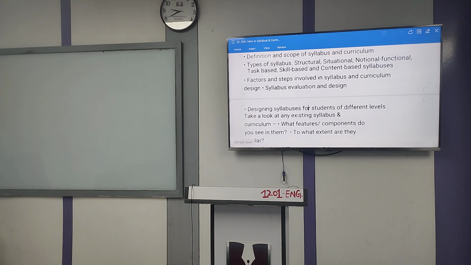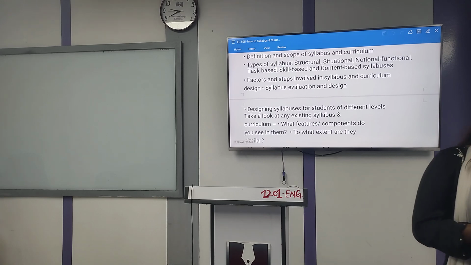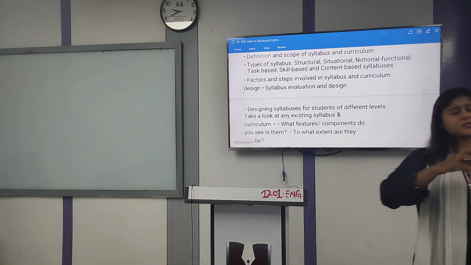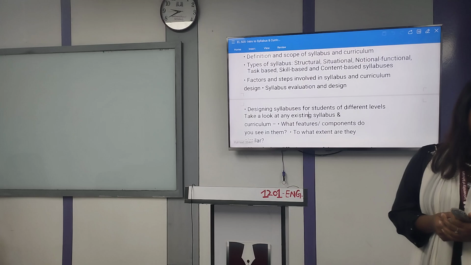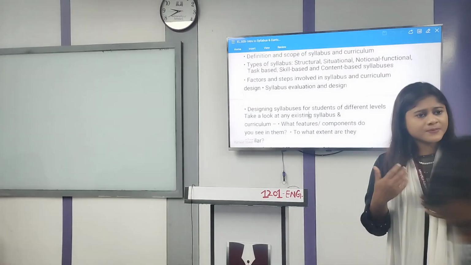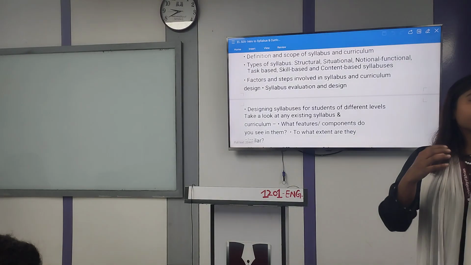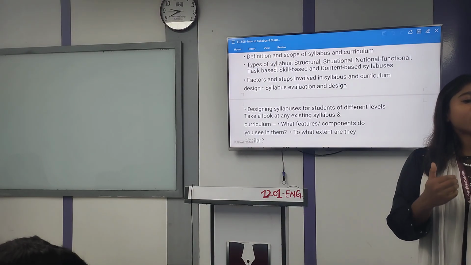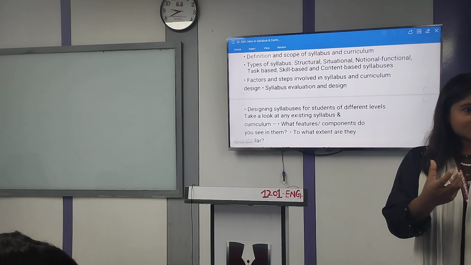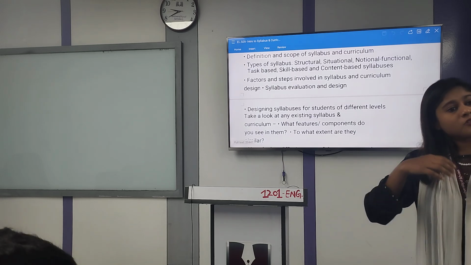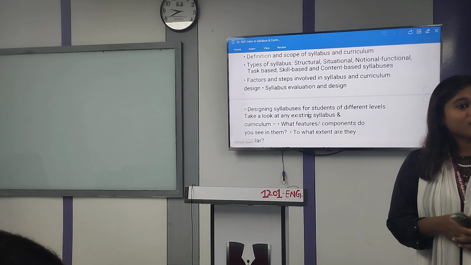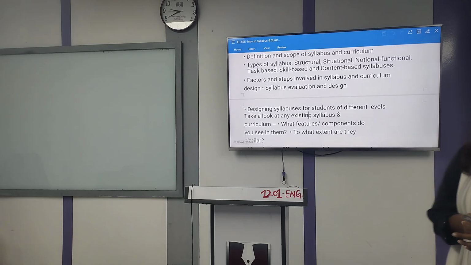So in this course, as well as learning about materials, we will be learning about different types of syllabus. What is a syllabus and what is curriculum and what are the differences between curriculum and syllabus. After completing this course, we will be able to have a brief idea about different kinds of syllabus. We will be able to evaluate materials, syllabus, and also how to design a syllabus, and also how to design a curriculum.